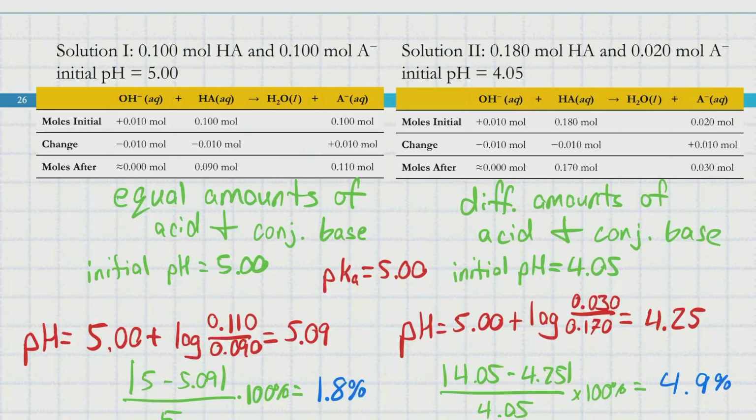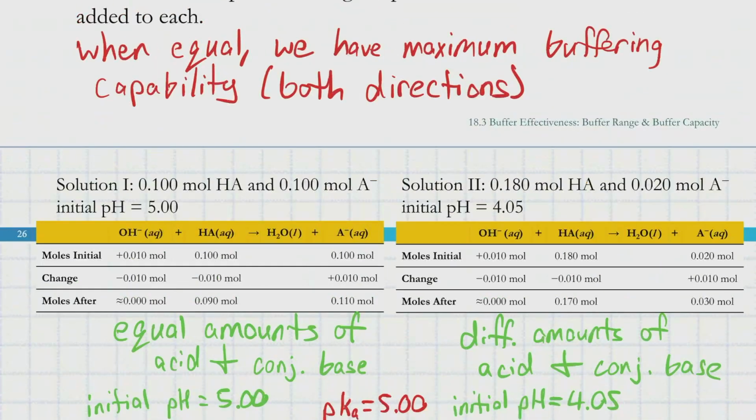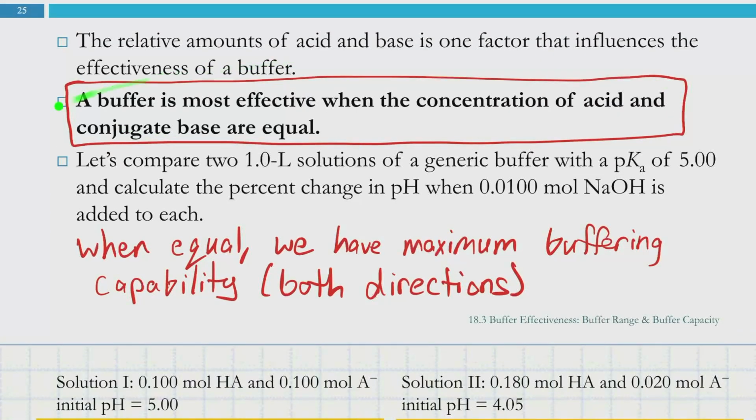The big takeaway is our buffer is going to be best. It's going to have the biggest ability to buffer out pH change, the smallest pH change, when our amounts of acid and conjugate base are equal, or base and conjugate acid are equal. So just this bolded bit, that would be a bit of buffer trivia for you to memorize.